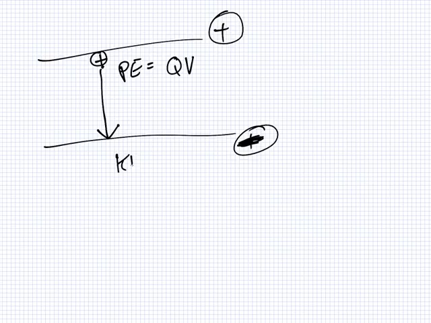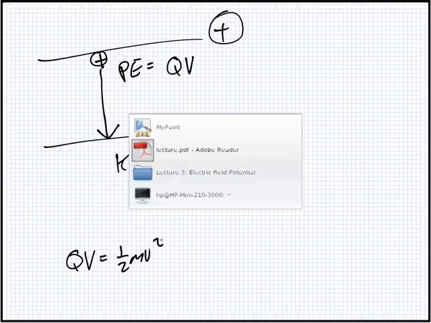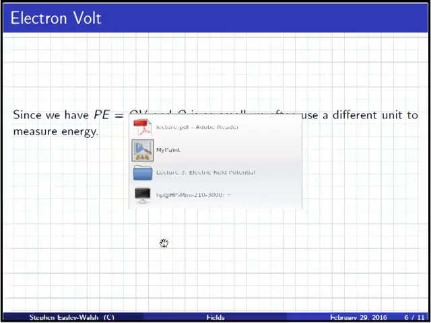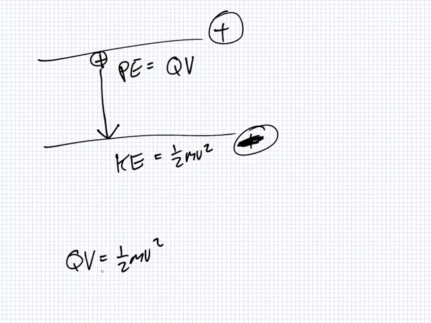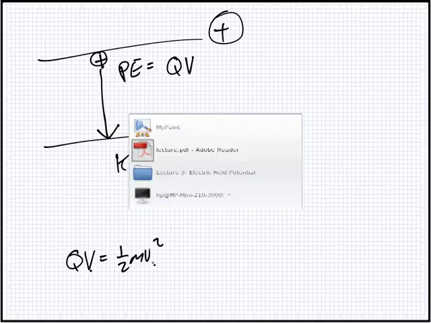And here, what type of energy does it have? It only has kinetic. The field is no longer pulling on it because it's reached the end. So that's a half mv squared. So we can say QV equals a half mv squared in this situation. Again, I'm just making the point that what you learned in mechanics about the energy is true and useful here. We have to be careful: that V is voltage and that V is velocity.